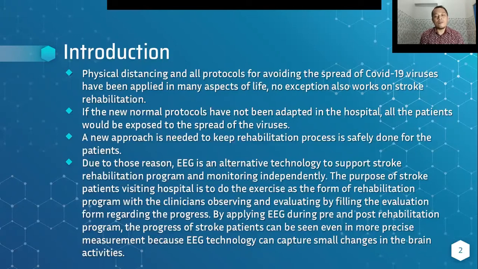The purpose of stroke patients visiting the hospital is to do the exercise as a form of rehabilitation program, with the clinician observing and evaluating by filling the evaluation form regarding the process. But by applying EEG during pre and post rehabilitation program, the progress of the stroke patient can be seen with even more precise measurement, because EEG technology can capture small changes in the brain activities.